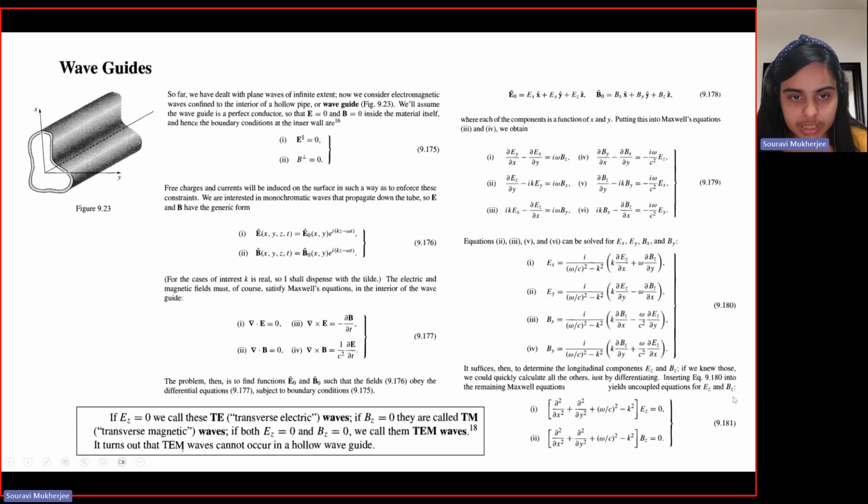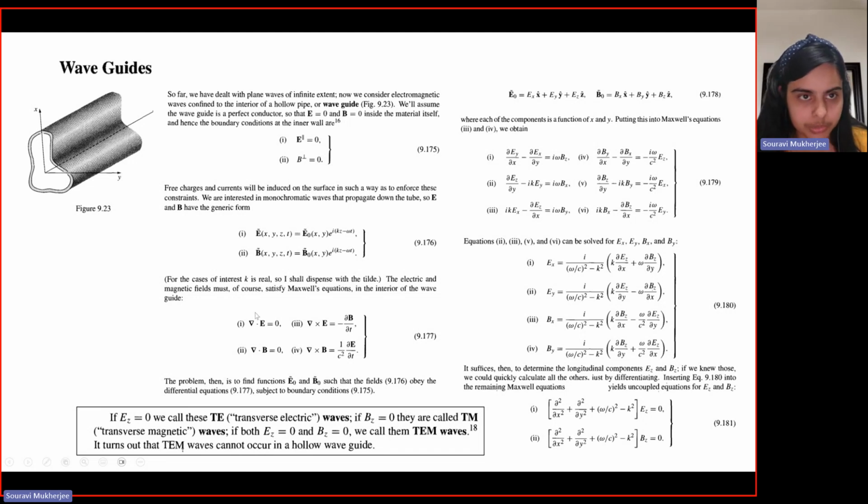If you now look at the other two Maxwell's relations, that is the first and the second Maxwell's relations, and if you put them here, what you would get is two such uncoupled differential equations, right? You can see that this is one differential equation which just involves Ez. There's another differential equation that just involves Bz. And from here, you can now try to find how your Ez and Bz should look, right?